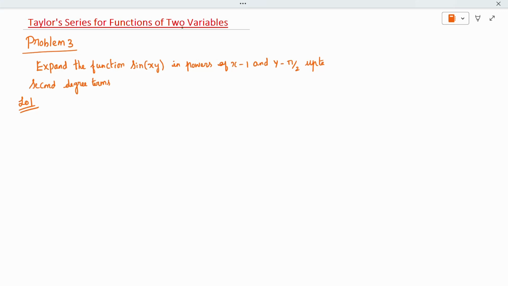Hi to all. Today's topic is Taylor's theorem for a function of two variables, problem 3. The question has been given as sin xy in powers of x minus 1 and y minus pi by 4. Okay, now a is nothing but 1, b is nothing but pi by 2.